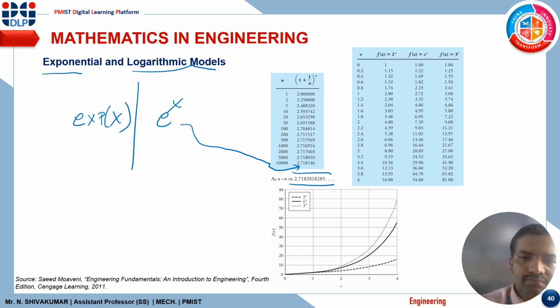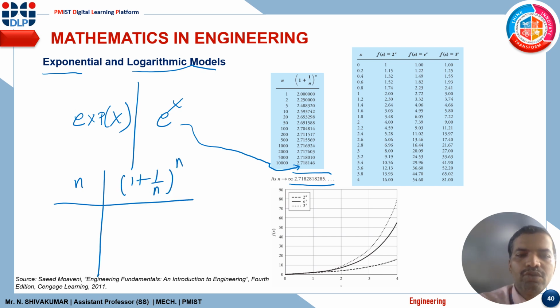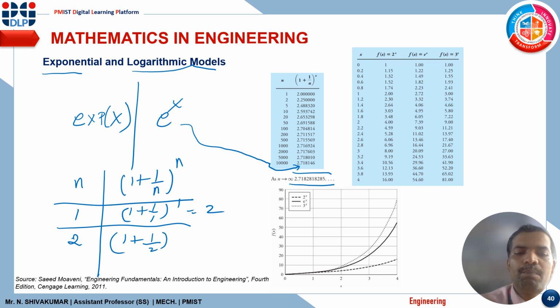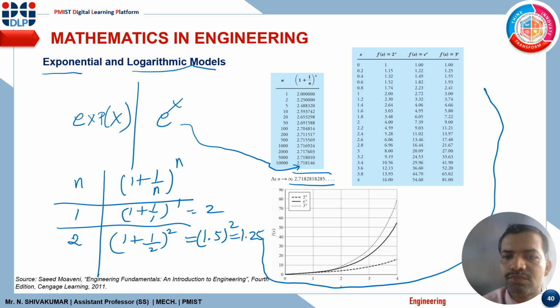Okay. So this is the exact value. So what is the meaning? If you take n and 1 plus 1 by n whole power n, when you put 1, what happens? 1 plus 1 by 1 whole power 1 becomes 2. Okay. When the value of n is 2, what happens? 1 plus 1 by 2 whole power 2. So 1 by 2 is 0.5, 1 plus 0.5 becomes 1.5. 1.5 power 2, 1.5 into 1.5 becomes 2.25. Okay, so that is what they find here.